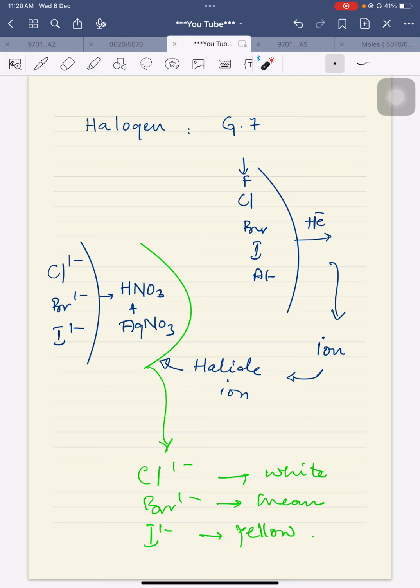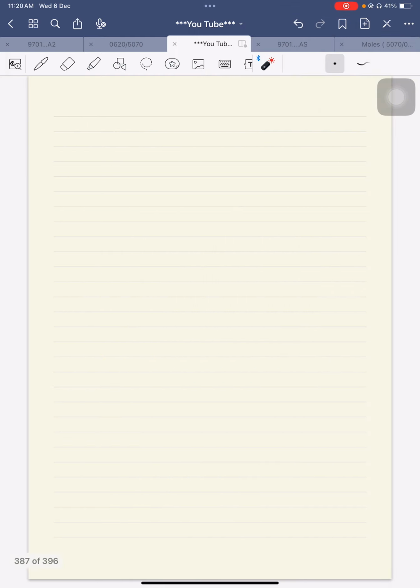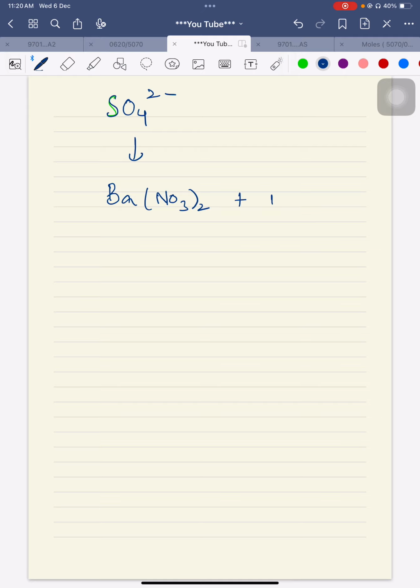Okay, now if I am taking you to the next page, you can see that there is a test for sulfate. What is the test for sulfate? Guys, the formula of the sulfate ion is SO4 2-. What do we have to add? We have to add barium nitrate, or you may say nitric acid and barium nitrate. Barium nitrate and nitric acid will be added to it, and as a result, BaSO4 will be formed, a white precipitate.